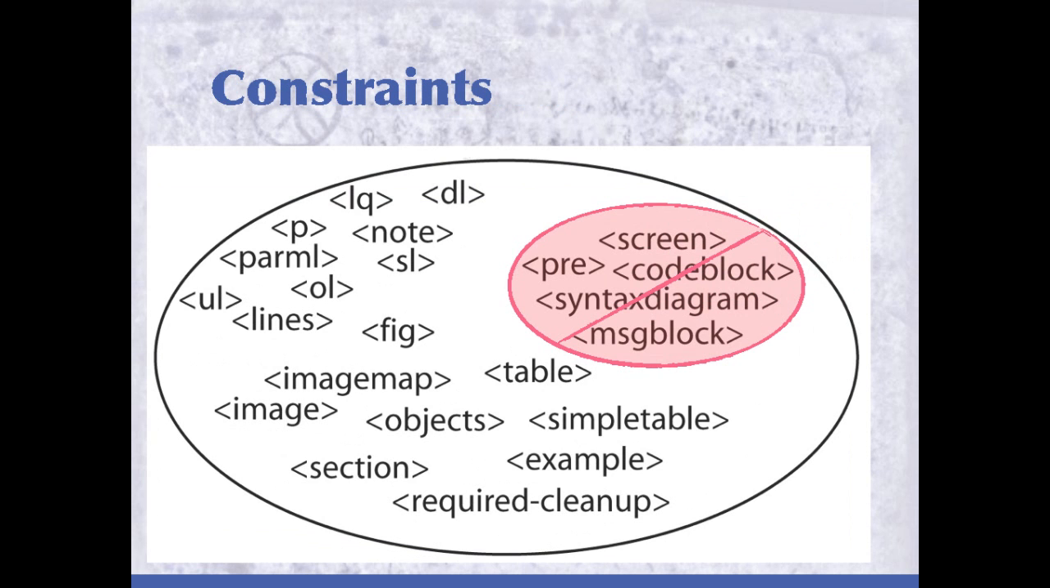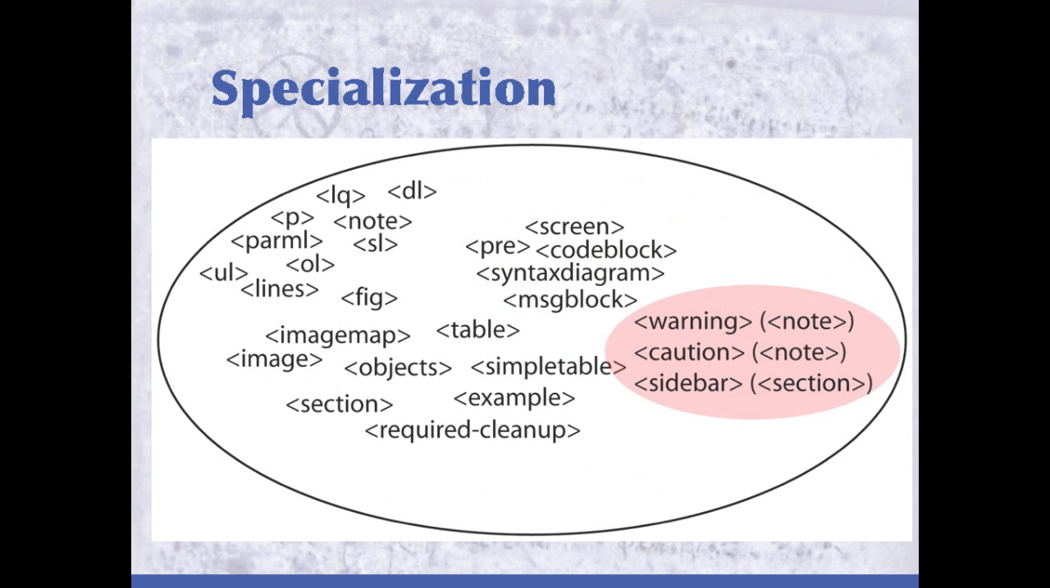A constraint is basically the exact opposite of a customization. In a constraint, what you say is, you know what, I'm not going to use screen, code block, syntax diagram, message block, or pre, so I'm going to exclude them so that my authors have less stuff to deal with. They'll have fewer elements to look at, fewer elements to choose from. I'm just going to exclude these. And you're allowed to do that. You're allowed to constrain the standard down and eliminate optional elements, and that would be fine.